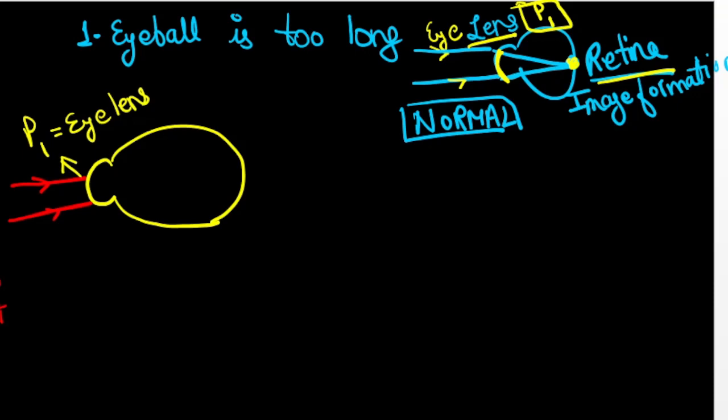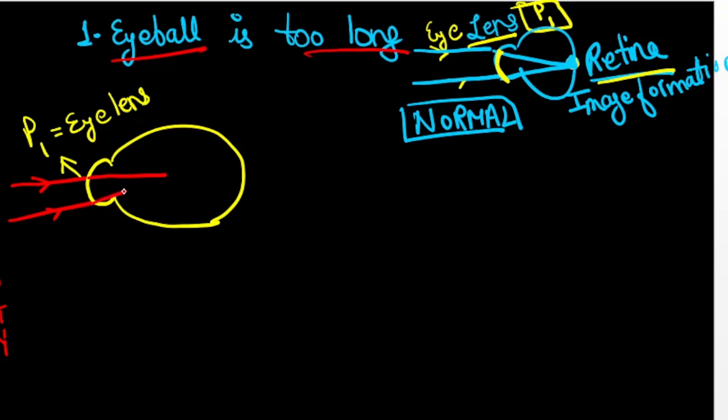Light rays came from infinity. Okay? Now it will converge. Now P1, which was here, is here also. The only difference is that the eyeball is too long here. Here the eyeball was of normal size. Here the eyeball is too long and the power of the eye lens is P1 in both cases.